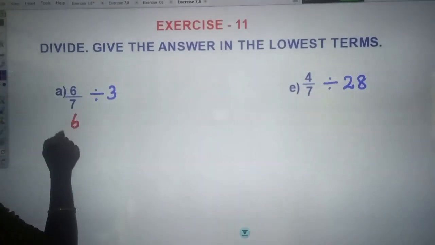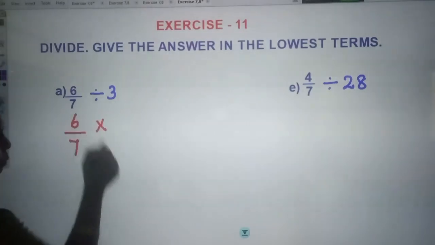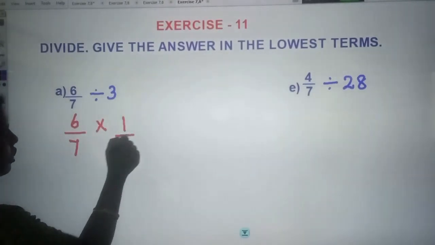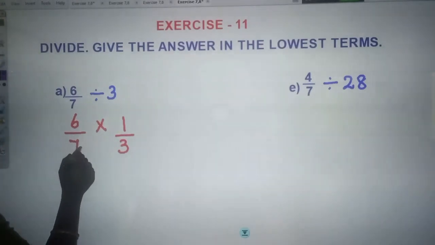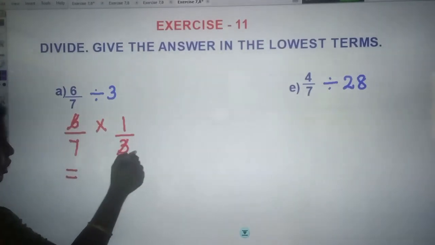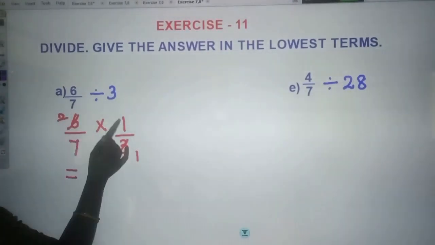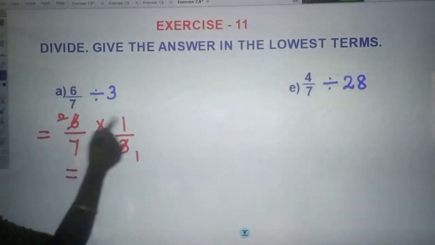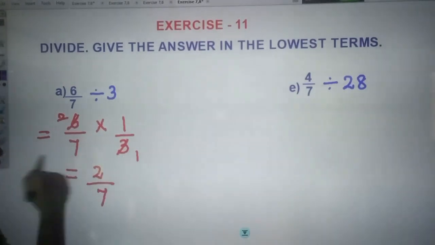See, 6/7. This division symbol changes to multiplication and this 3 changes to 1/3. Therefore, we get 6 and 3 gets cancelled. 3 ones are 3 and 3 twos are 6. Then the numerator alone we have to multiply. 2 ones are 2. The same way denominator 7 ones are 7.